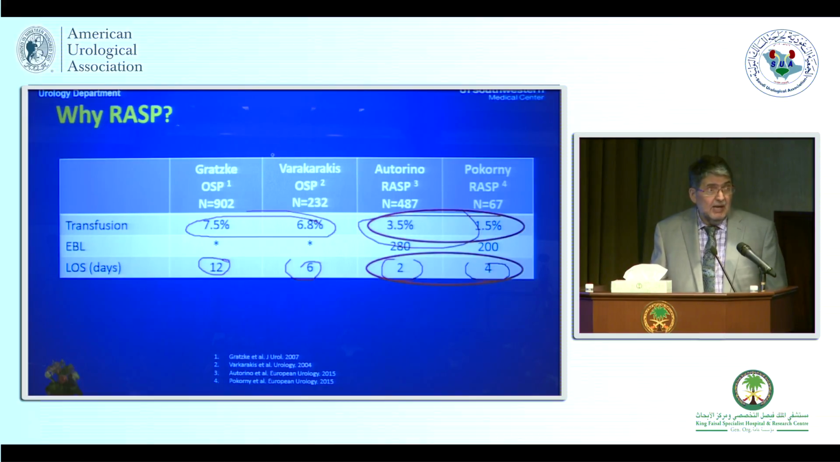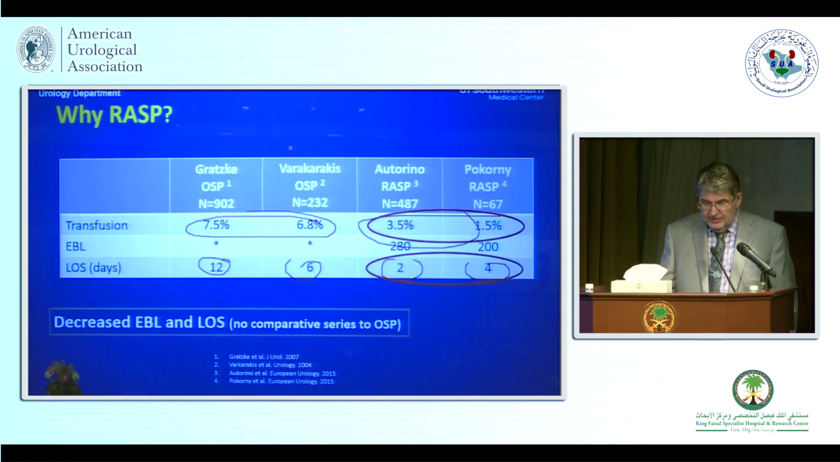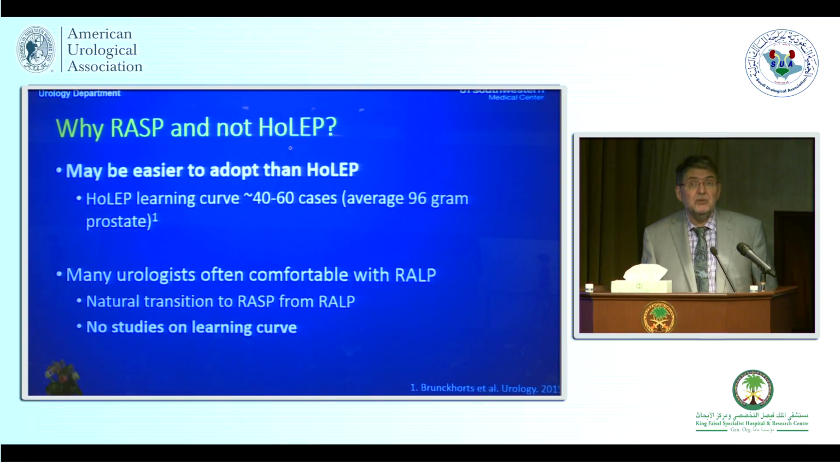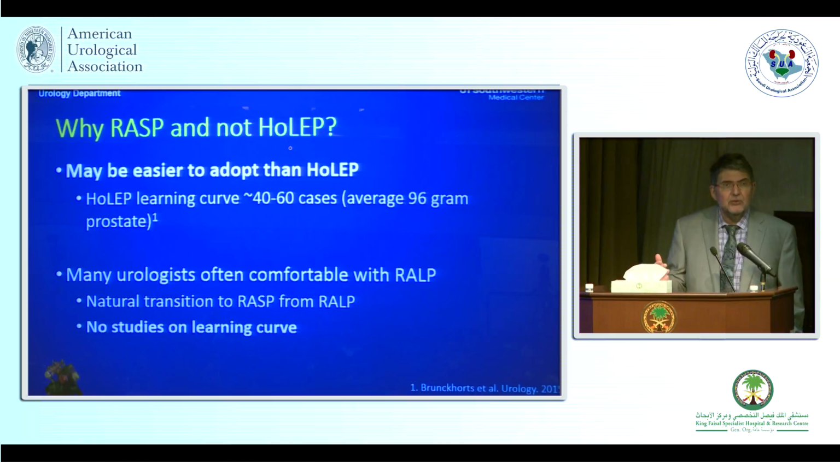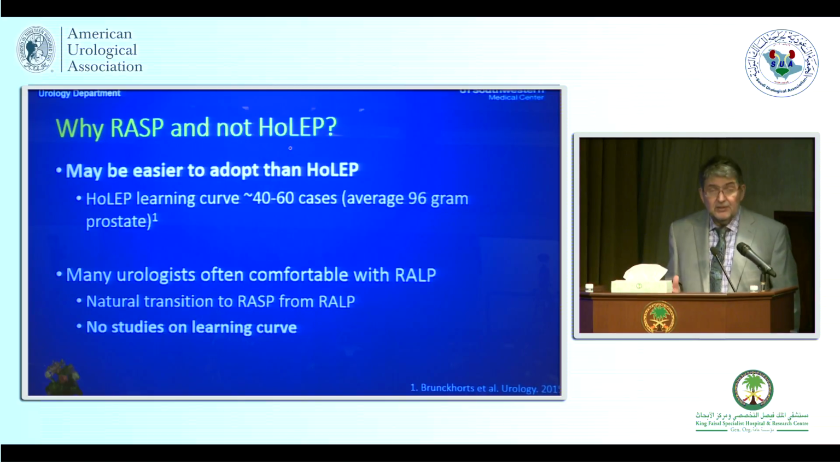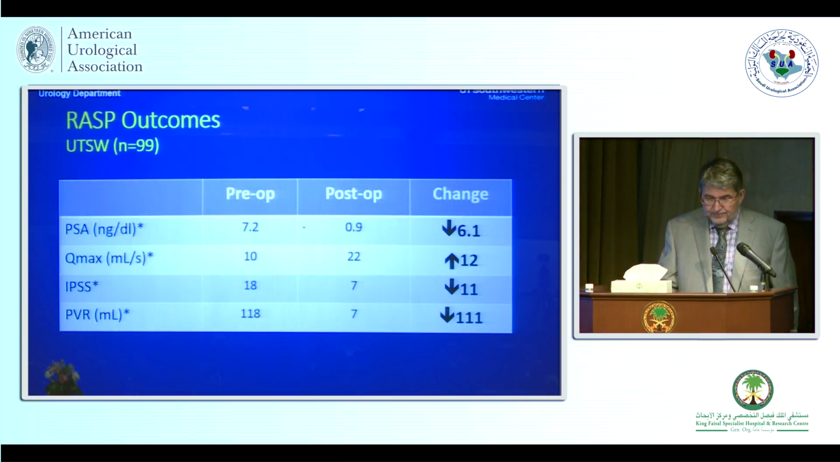Pressure in the abdomen is high, so there's less bleeding, obviously. And it's easier to adjust to it than the whole lab. I think that's the crucial question. The whole lab requires a learning curve of 40 to 60 cases, and there are few centers of excellence, but there are many urologists who can do a very good robotic prostatectomy, and so it's a natural transition.